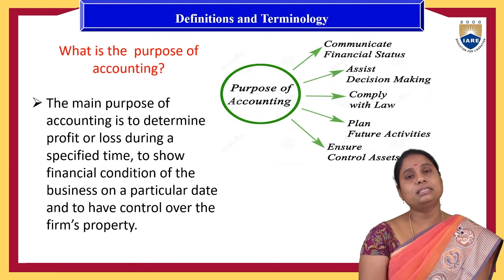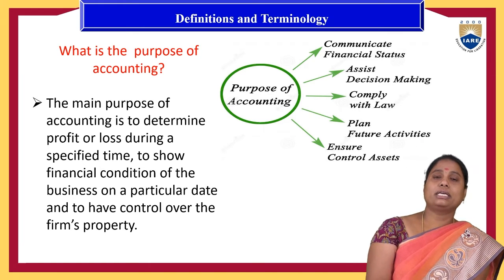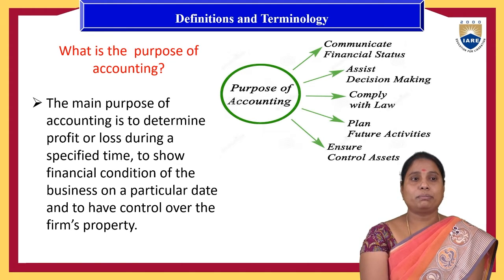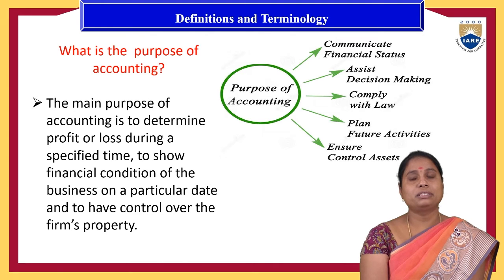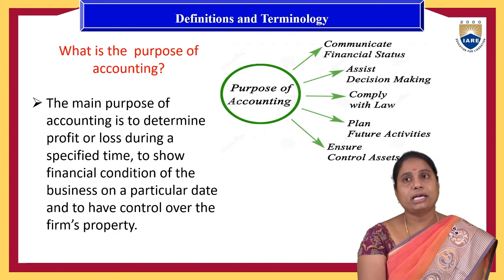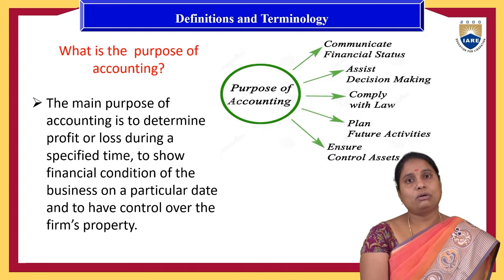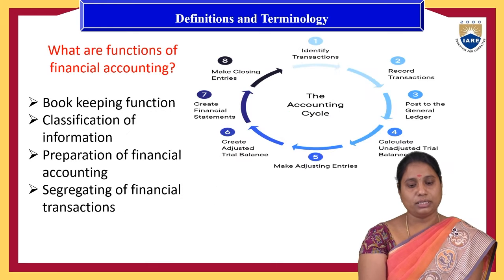As a customer, if you see that the stability of income is maintained by the organization and their balance sheet is strengthening, you can say that okay, I can purchase these products, as I can see the sustainability of that particular product. Also, accounting is used to communicate financial status, assist decision making, and comply with the law. The government has to implement taxation policies, and they have to plan future activities and ensure control over the assets, so they can concentrate more on these accounting activities. That is the purpose of maintaining accounting.